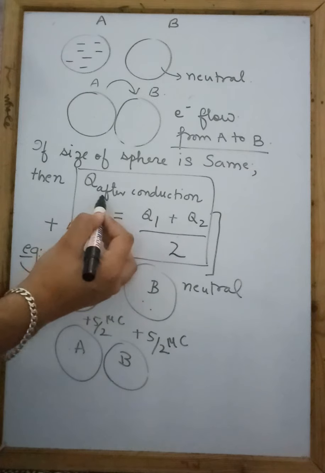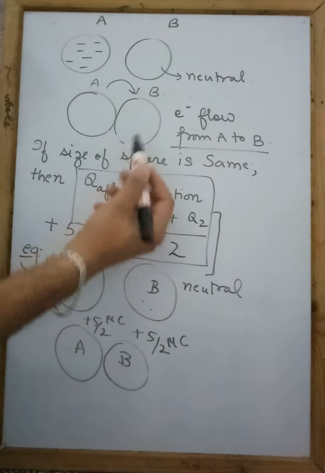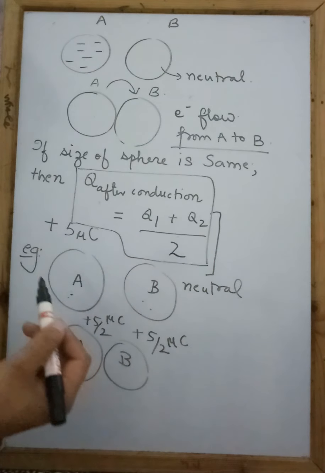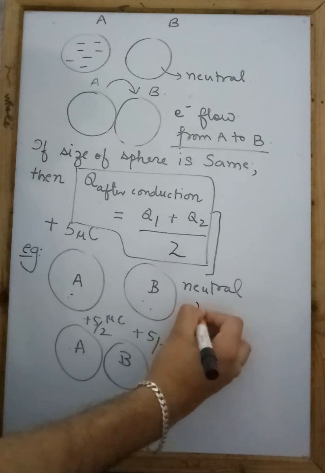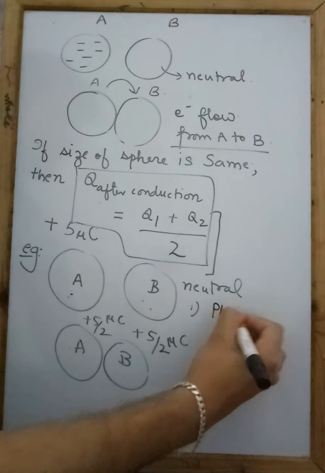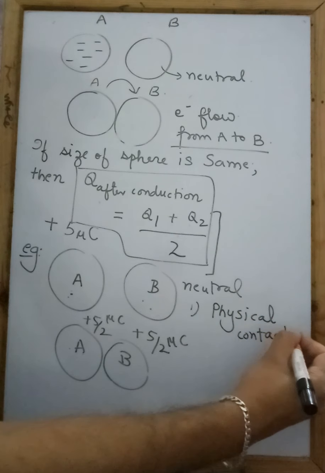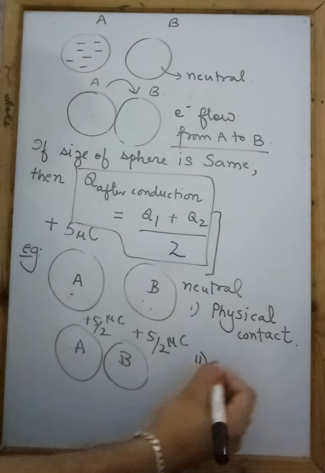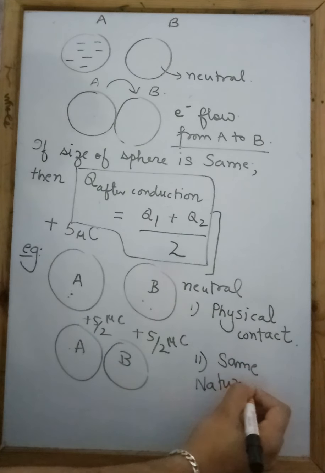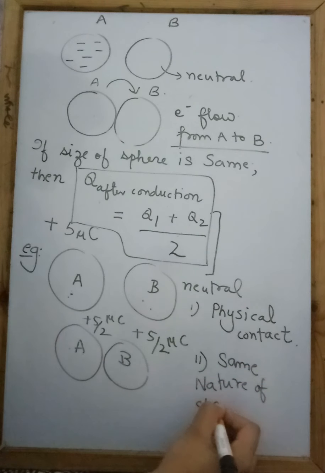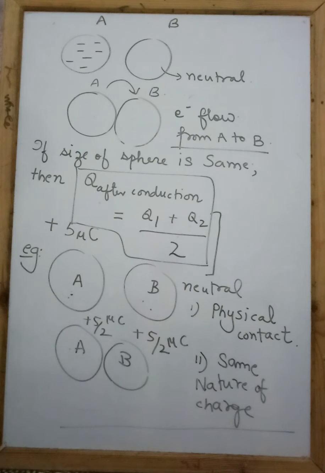Right now, you just remember, if the spheres have the same size, charges after conduction on both of them will be the average of the two charges. Okay, now, the important point is that in charging by conduction, there is a physical contact between the two spheres. There has to be a contact. And number 2, it is the same nature of charge which is produced. So this is an important point regarding conduction, that the charge produced is of the same nature.